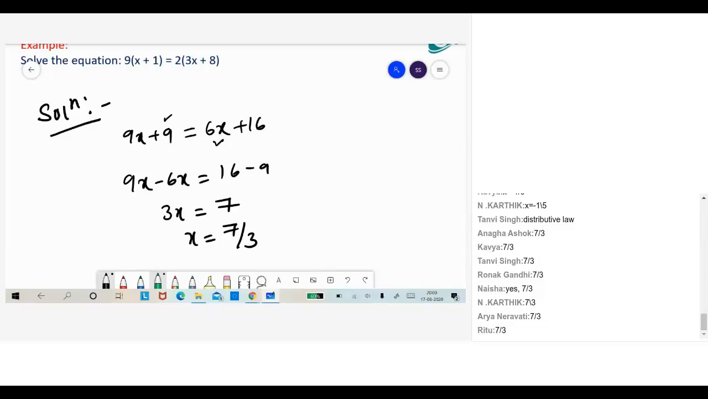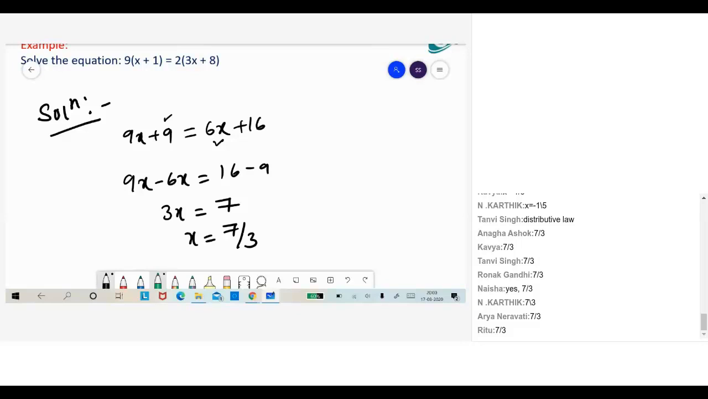Excuse me, sir. Yes. Sir, while verifying, do we first solve the brackets and then multiply by the outer number? Here, x plus 1, do we solve the bracket and then multiply by 9, or can we first multiply by 9 and then solve? Yes, first you can multiply 9 with each and every term inside the bracket. That is the best way of doing it.